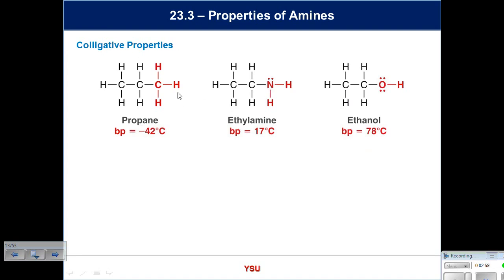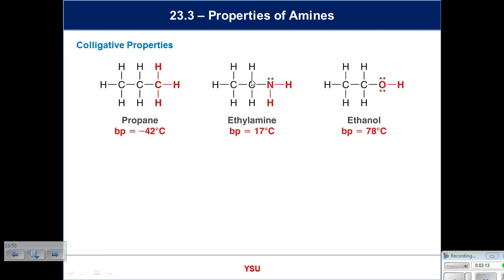Why is this so low boiling? Why is this a gas at room temperature? Very few intermolecular forces holding things together in terms of breaking those molecules apart. Not smashing the molecule up, but breaking them away from each other. And so that's a very low boiling material.